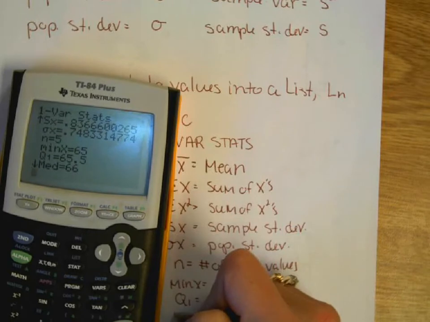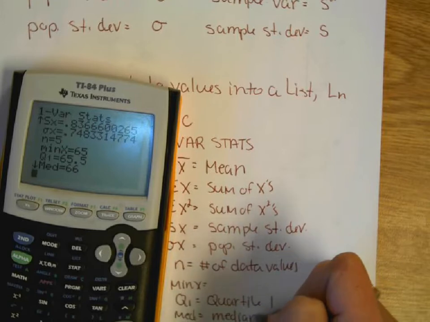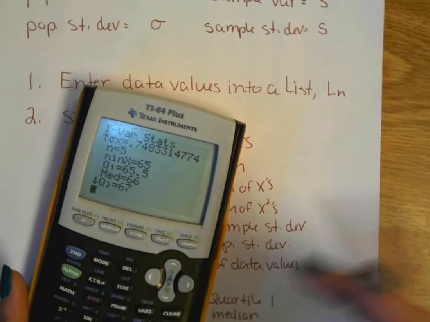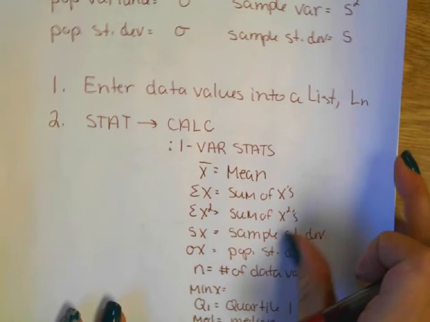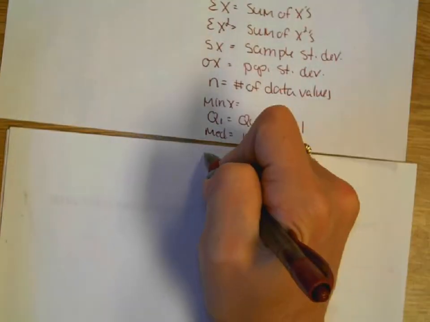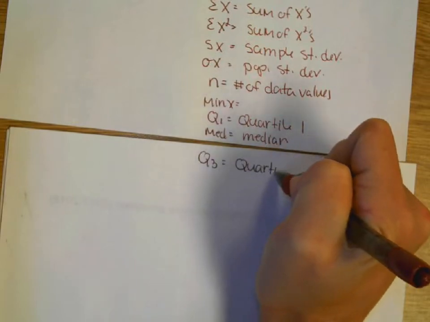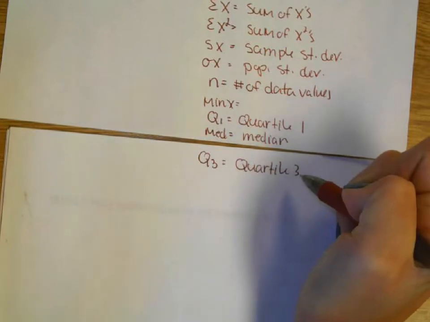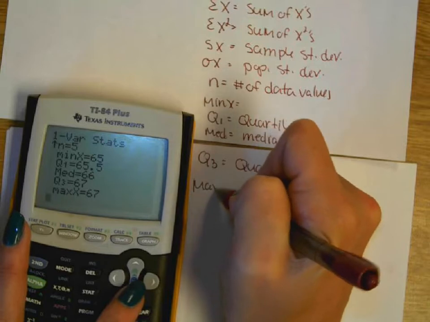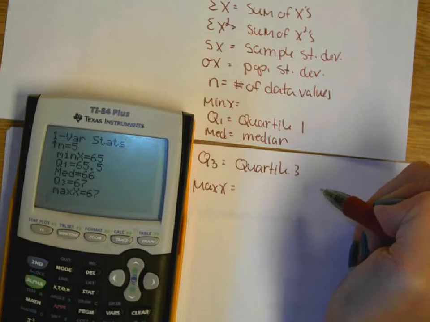Median. So that's our middle value. And then keep going. Q3, that's called quartile 3. Again, that's for tomorrow. Keep going. There's still an arrow. We got a max x value, self-explanatory, the highest value in my list. And then that's the end of it.